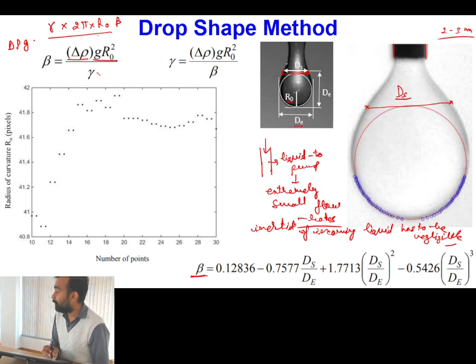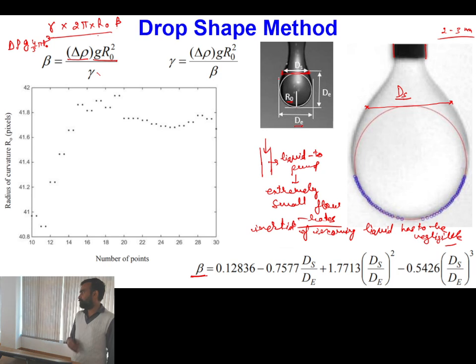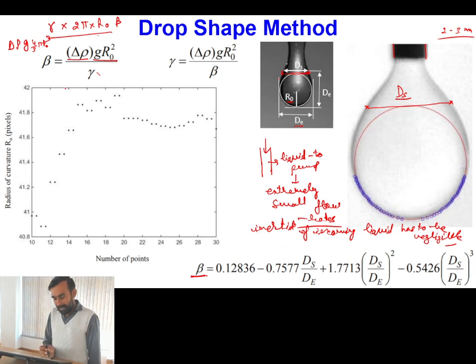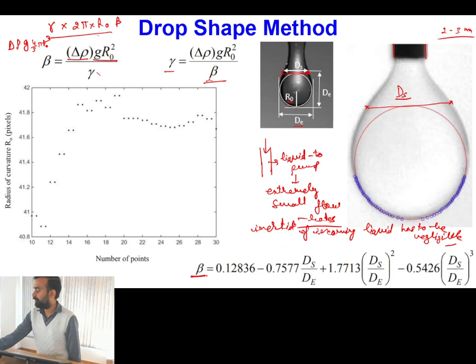Gravity into, in order to account for the volume, what do we need to do? 4 by 3 pi r naught cube. So ultimately, by balancing this, all the constants and other terms are accounted for in the formulation of beta, and you get that your surface tension is nothing but delta rho g r naught square by beta. Is this point clear? So this is how we can utilize this drop shape method, particularly the pendant drop shape method, for determining the surface tension.